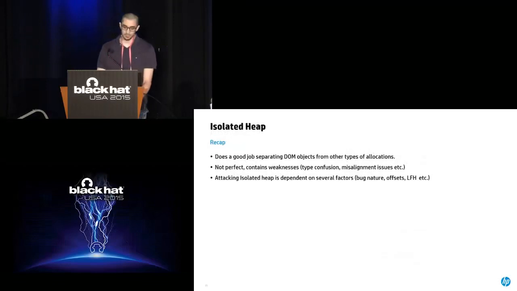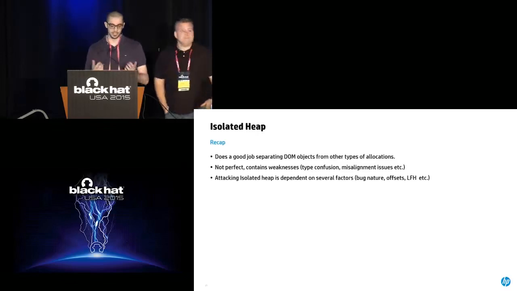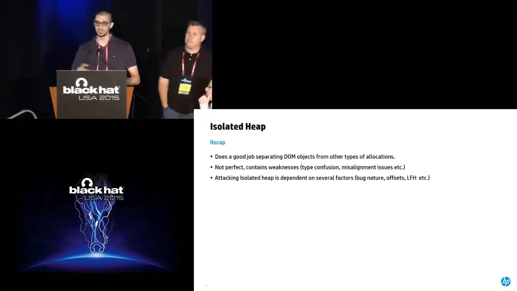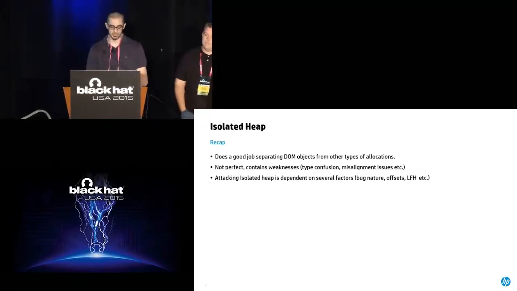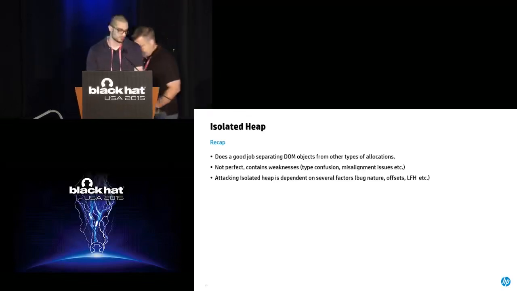So to recap all this, isolated heap does a good job isolating DOM allocations against other types of allocations. It's not perfect. It still contains some weaknesses like type confusion issues. Attacking or exploiting isolated heap depends on several factors like the nature of the bug, offsets, and low fragmentation heap. So now I'm going to turn it to Brian so he can discuss the memory protection stuff.